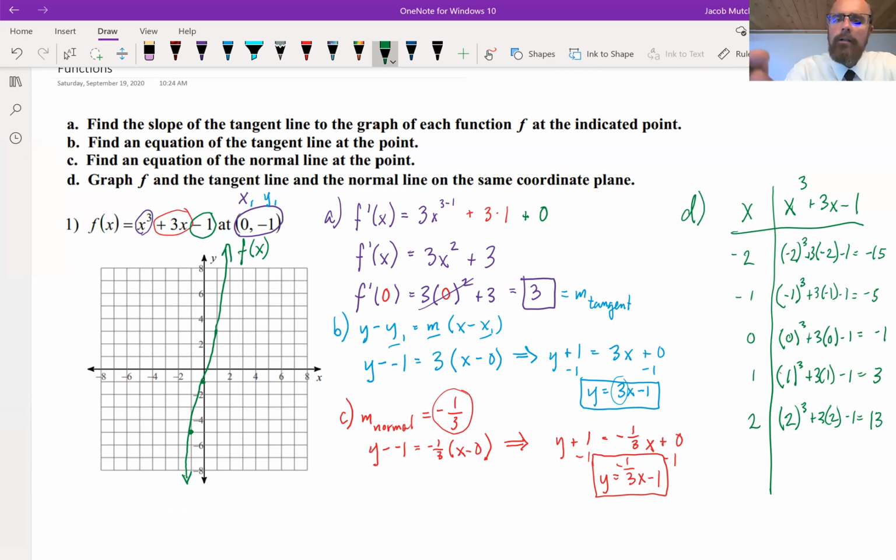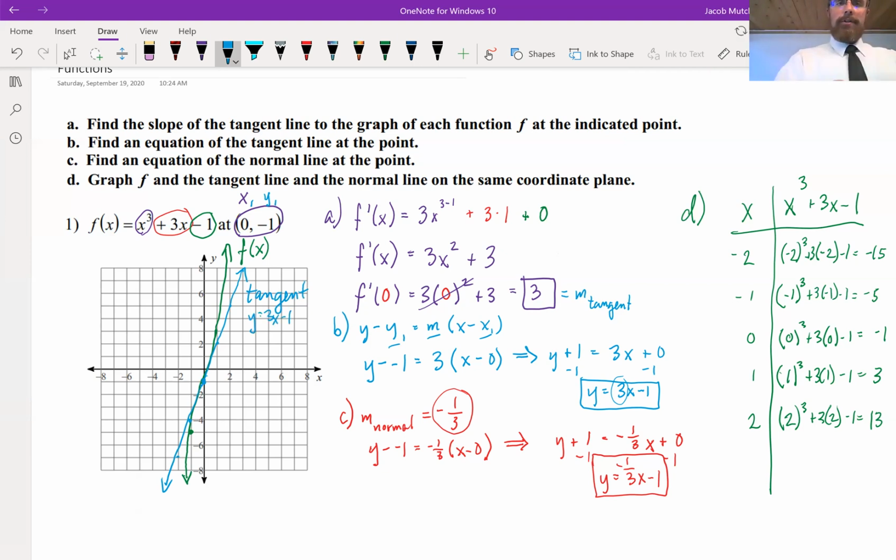So I do want to plot my tangent line and my normal line. My tangent line is this blue y equals 3x minus 1. So that's going to have a y-intercept of -1, and then a rise of 3, a run of 1. And then I can reverse down 3, left 1, down 3, left 1. And that is my tangent line. So I'm going to go ahead and label that tangent: y equals 3x minus 1.